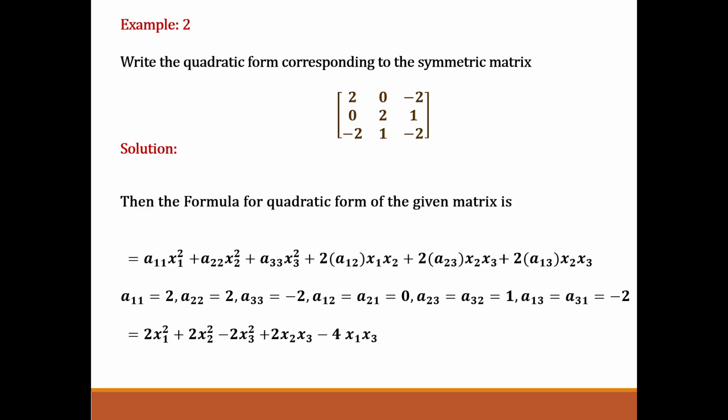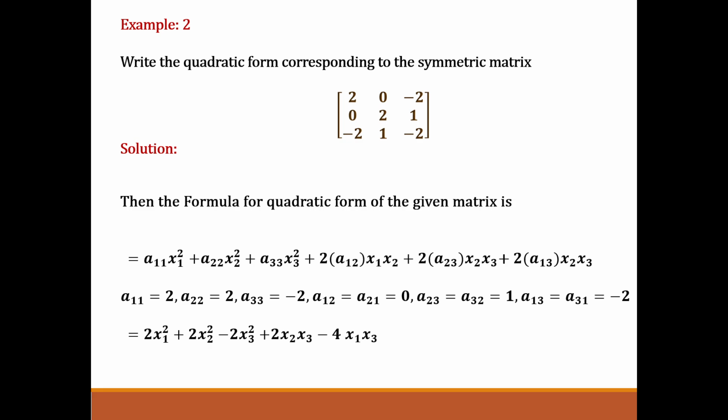From this we can get the values a11 equal to 2, a22 equal to 2, a33 equal to minus 2, a12 and a21 equal to 0, a23 and a32 equal to 1, a31 and a13 equal to minus 2. So applying these values in the above mentioned formula, we get the quadratic form as 2x1 squared plus 2x2 squared minus 2x3 squared plus 2x2 x3 minus 4x1 x3.